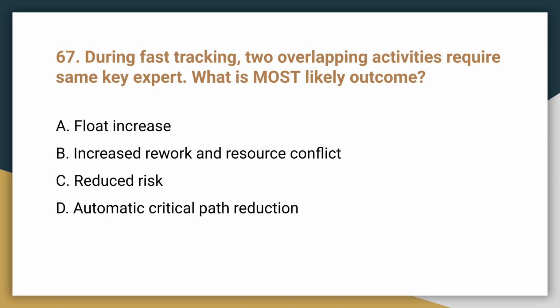Question 67. During fast tracking, 2 overlapping activities require the same key expert. What is the most likely outcome? The most likely outcome is B. Increased rework and resource conflict. Fast tracking always increases coordination risk and the probability of rework.